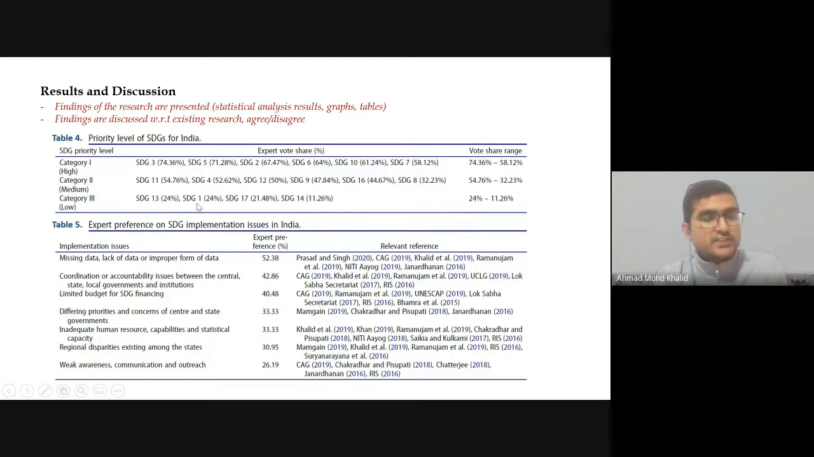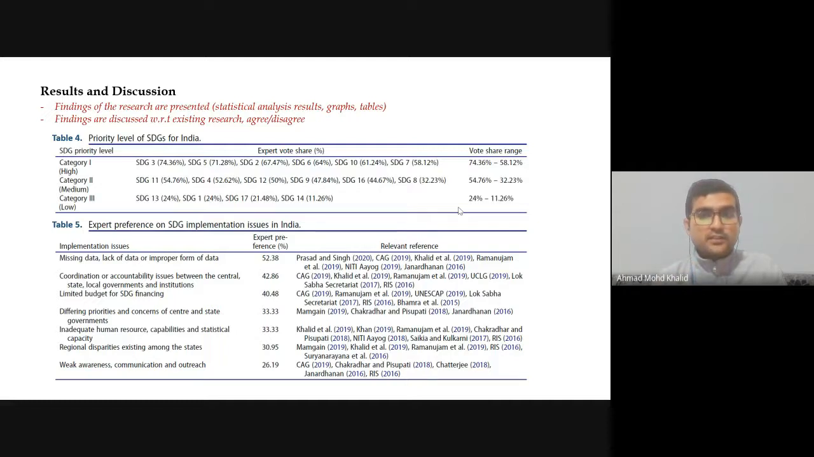Similarly, for the medium and the low priorities, these are not very big issues. For example, SDG 1, reducing poverty. India has done very good work on reducing poverty, and that is also reflected in the low priority level it obtained from the experts. So you can correlate the results you have obtained with what the actual scenario is. This is what research is about.